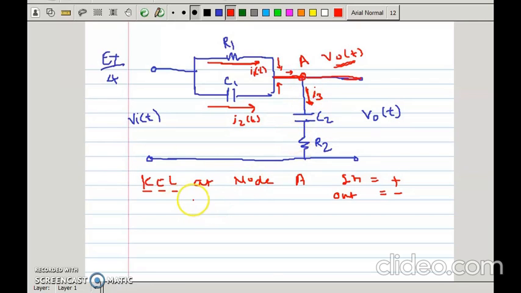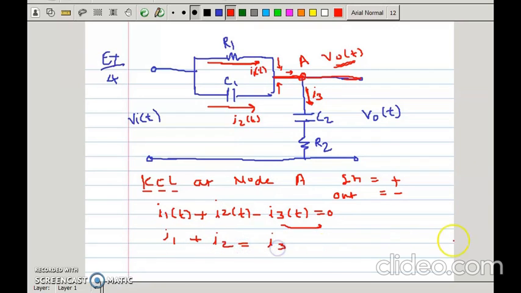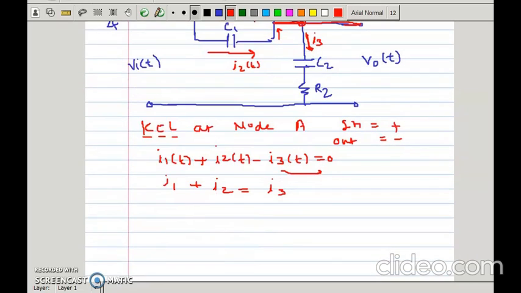So according to our convention, incoming current is positive, so I1 positive plus I2 positive is equal to minus I3, negative because it is outgoing current, right? Now when we shift it to the other side it becomes plus, so I1 plus I2 equals I3. Okay, let's convert this current into voltage form. Current is nothing but V upon R, right?